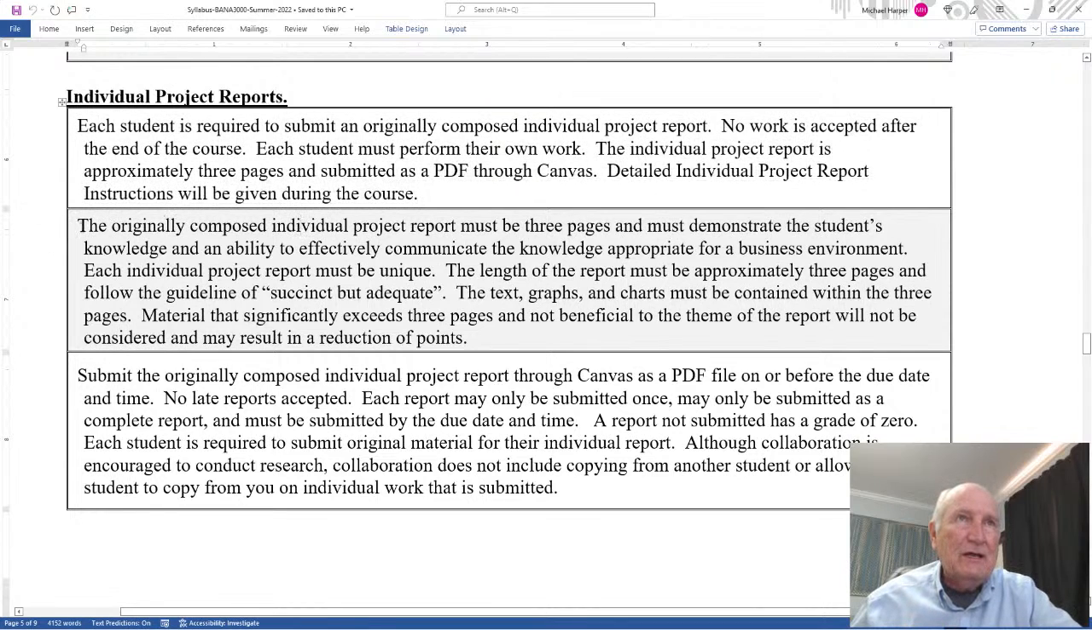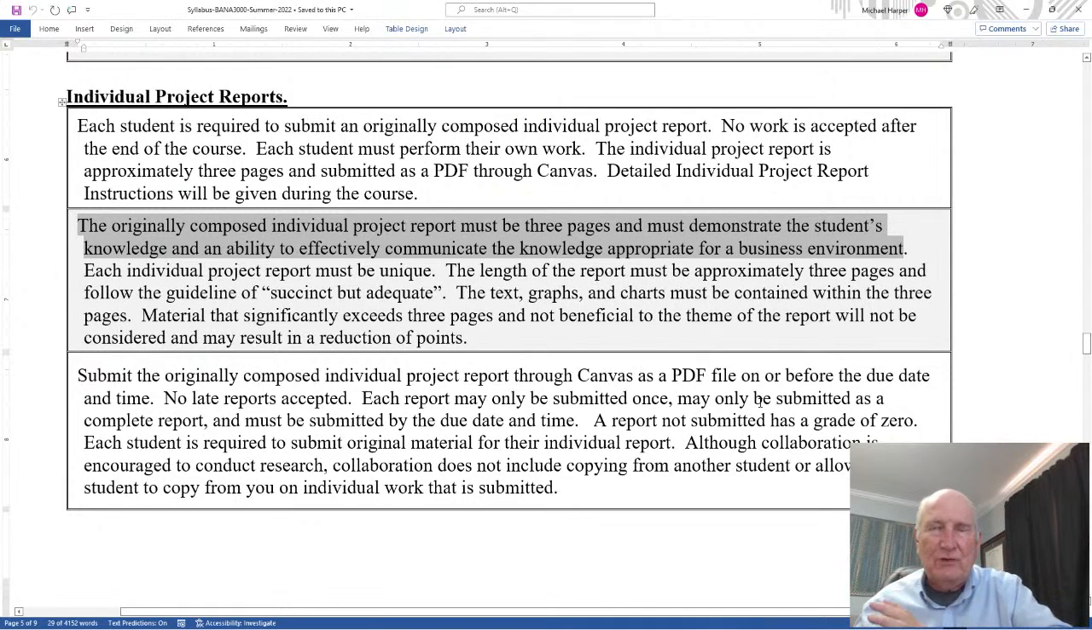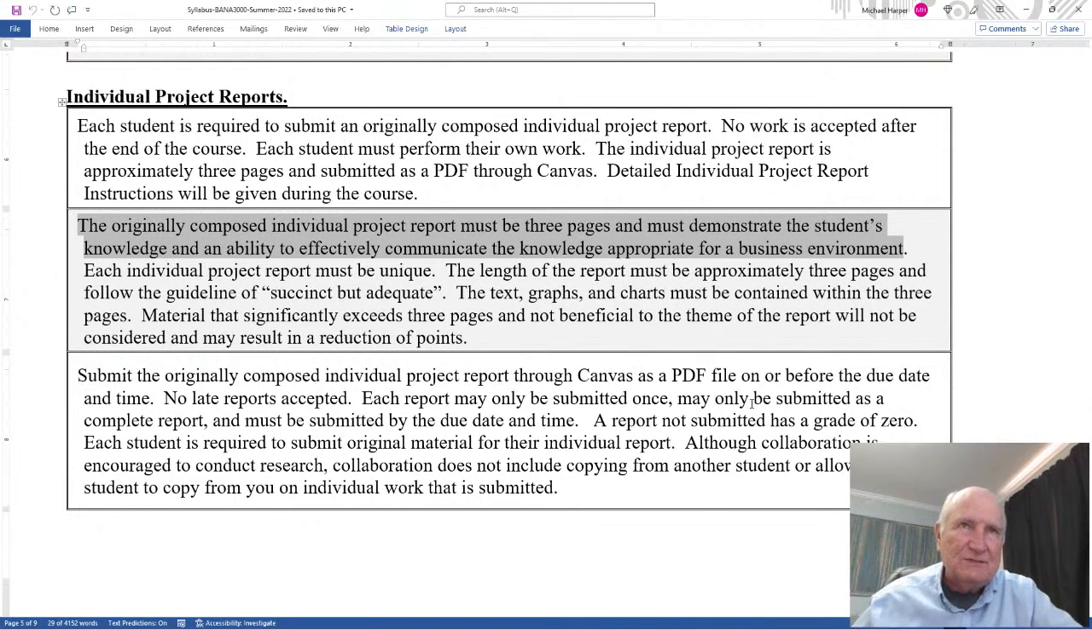Now, in general, the original composed individual project report must be approximately 3 pages, must demonstrate the student's knowledge and an ability to effectively communicate the knowledge appropriate for a business environment. So this is for a business report. This is not an academic report. So it's focused on business.